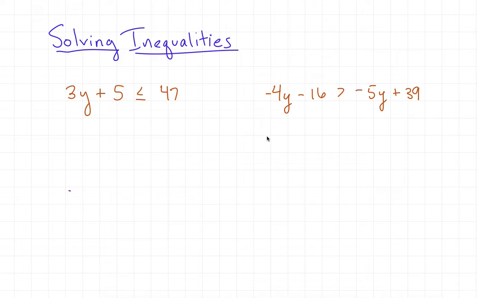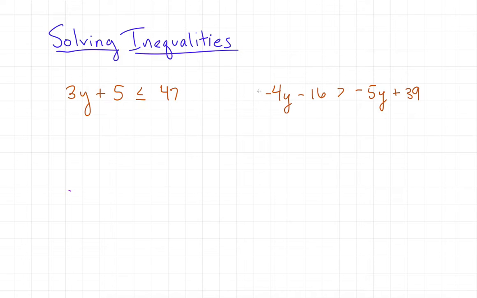Going to solve some inequalities here. I think it's a good idea before you solve inequalities to go back. If you look at the right here, I have a link for solving equations, just to kind of refresh. Essentially, it's the same thing. There's a difference here and there, but essentially our goal is going to remain the same. We want to get the variable all by itself.